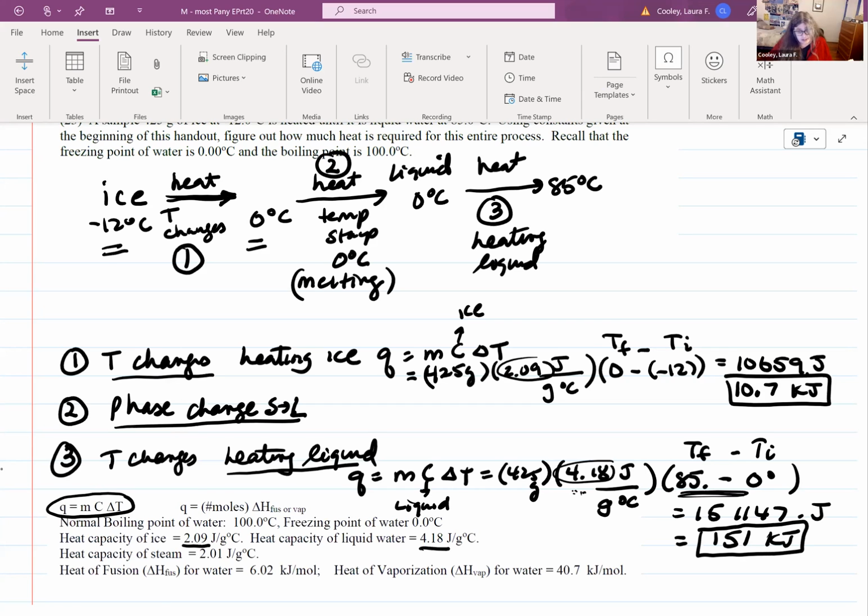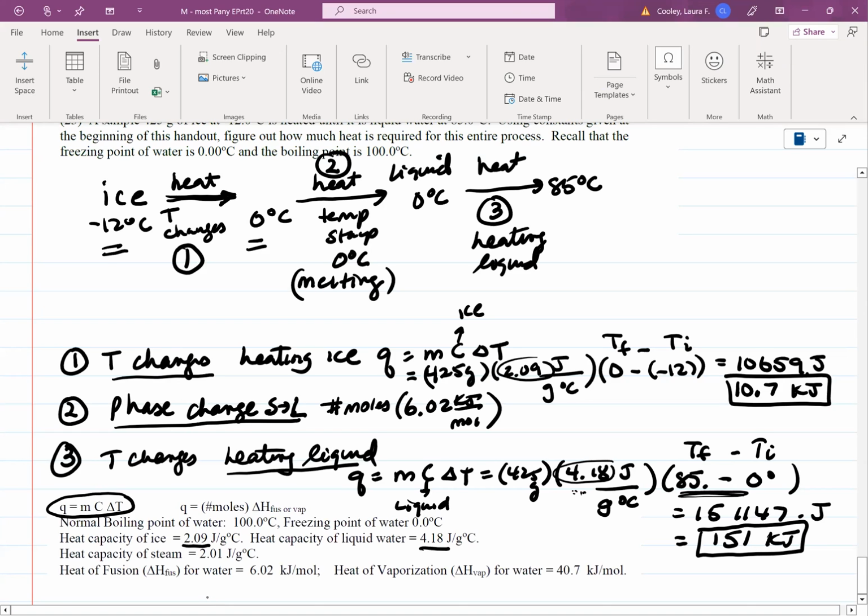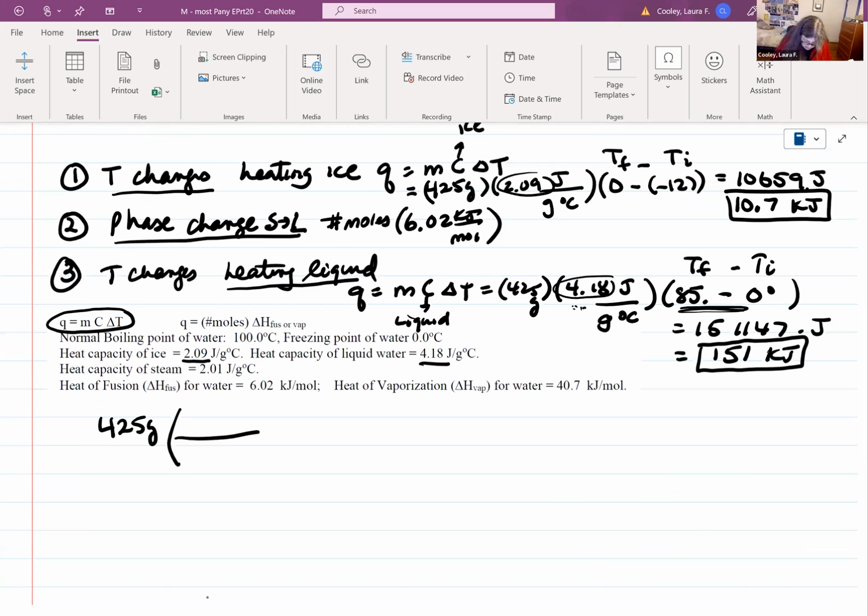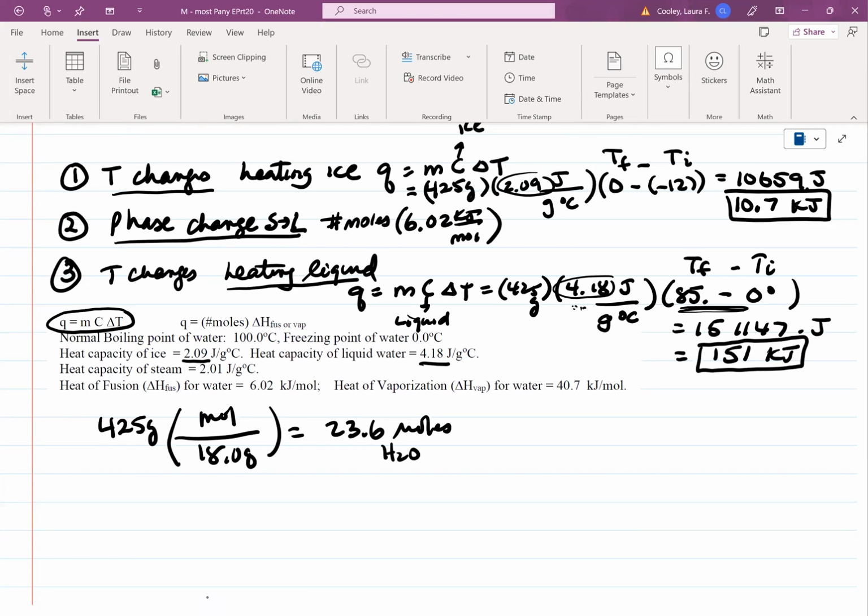So notice down here, you're told the heat of fusion of water, and it's given in kilojoules per mole. So we have to take the number of moles of water and multiply it by 6.02 kilojoules per mole. So it was 425 grams, at 18 grams per mole is 23.6 moles of water. So this is going to be 23.6 times 6.02. I should put in the units really.